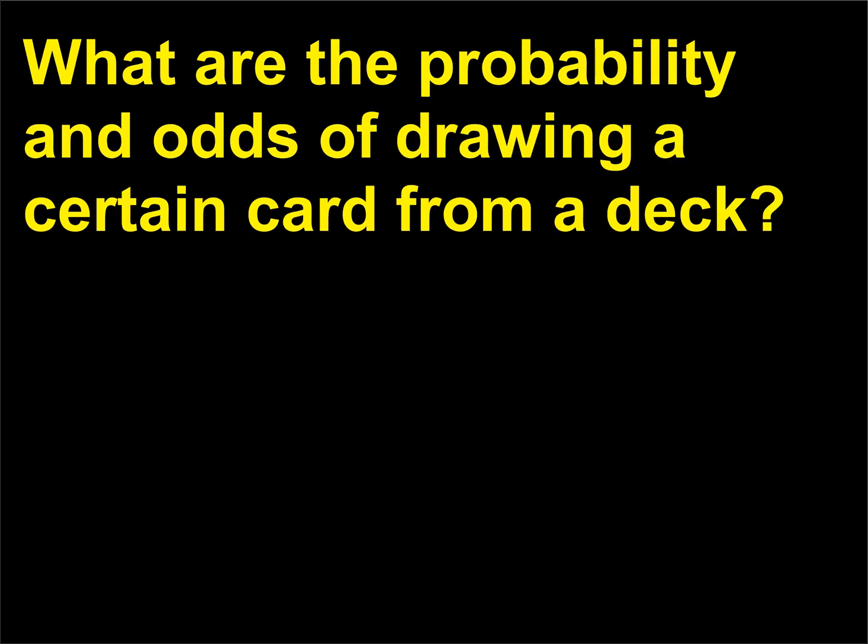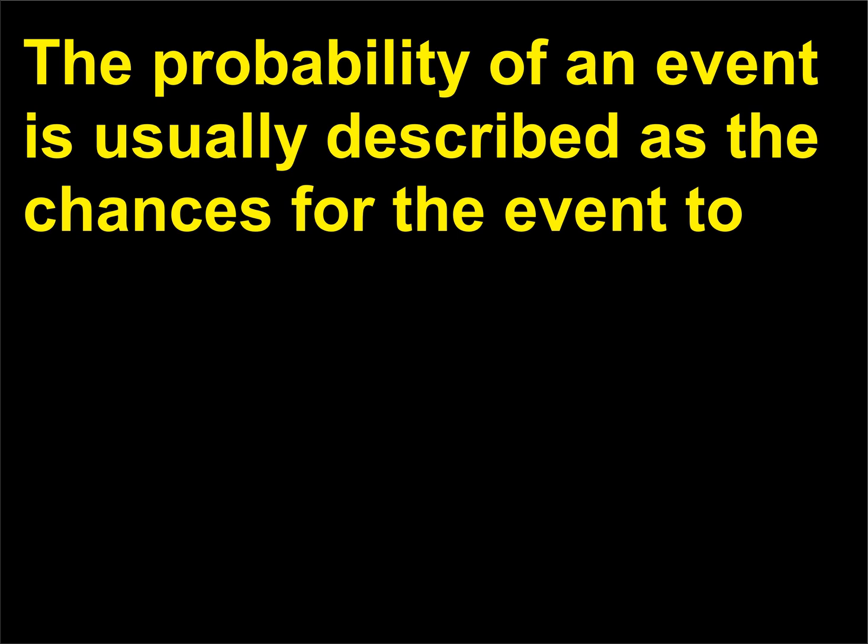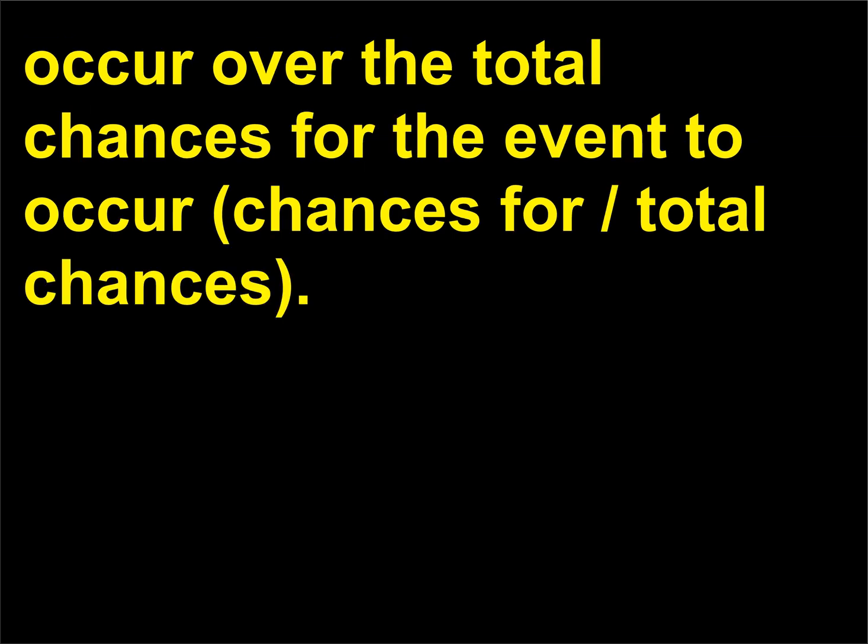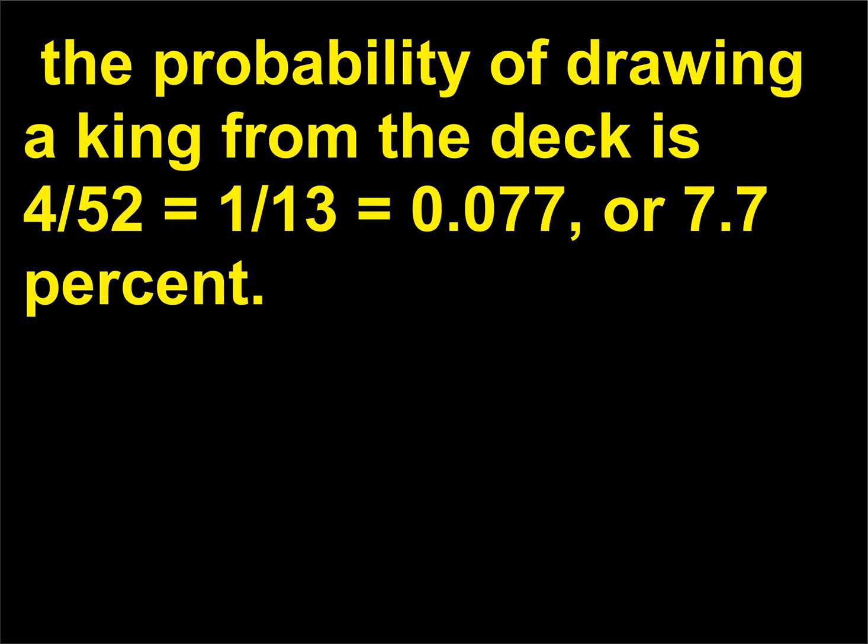What are the probability and odds of drawing a certain card from a deck? The probability of an event is usually described as the chances for the event to occur over the total chances for the event to occur, chances for/total chances. In the case of a deck of 52 cards, the probability of drawing a king from the deck is 4/52 = 1/13 = 0.077, or 7.7%.